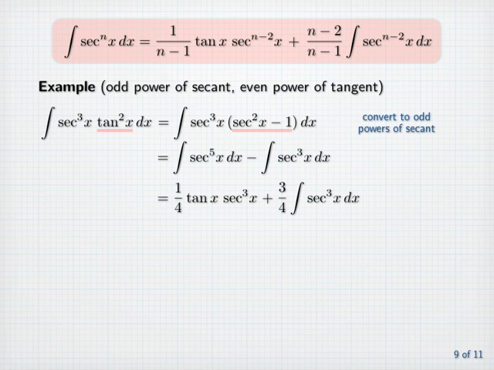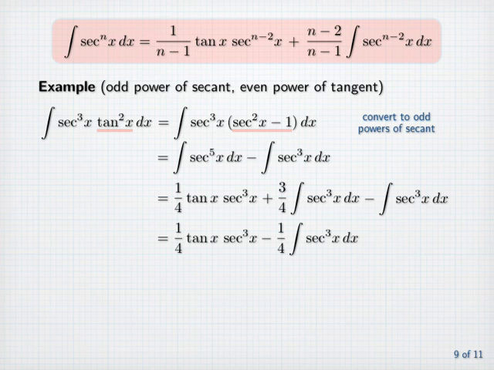Then we have our second term, minus the integral of secant cubed x dx. So notice now that we can combine those two terms and write this as 1/4 of tangent x times secant cubed x minus 1/4 of the integral of secant cubed x dx. Now we apply our reduction formula with n equal to 3.